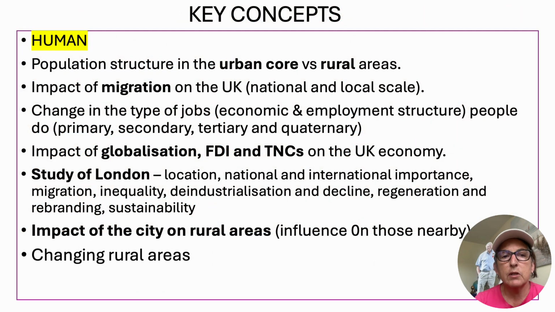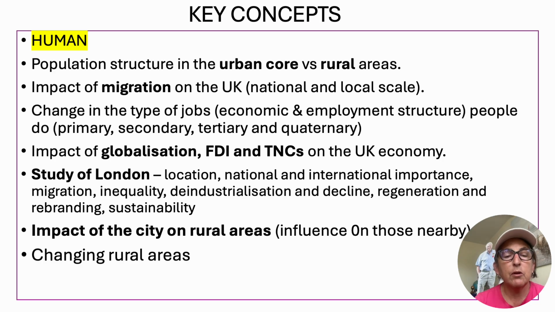So the key concepts, the most important slide. 1. The population structure in the urban core is different to rural areas, and you need to be able to describe how it's different and why it's different. 2. Migration has had a significant impact on the UK's population, both its structure and where people live, so at a national scale and also at a local scale.